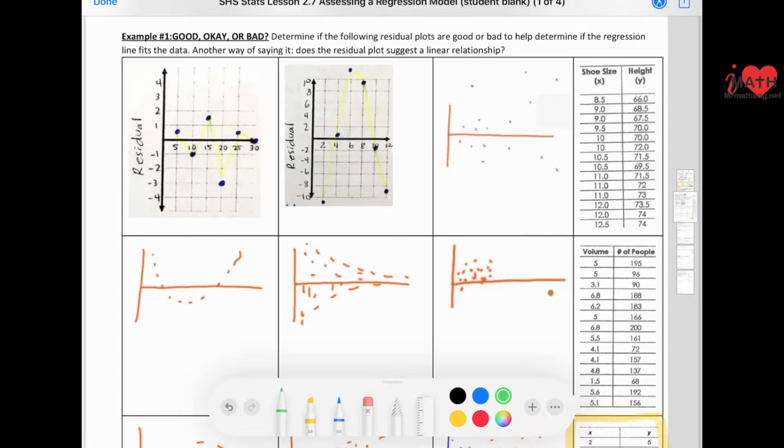Okay, let's look at this one here. You can kind of connect the dots and see that there's really no pattern here. It is scattered. So what does scattered mean? That is good.